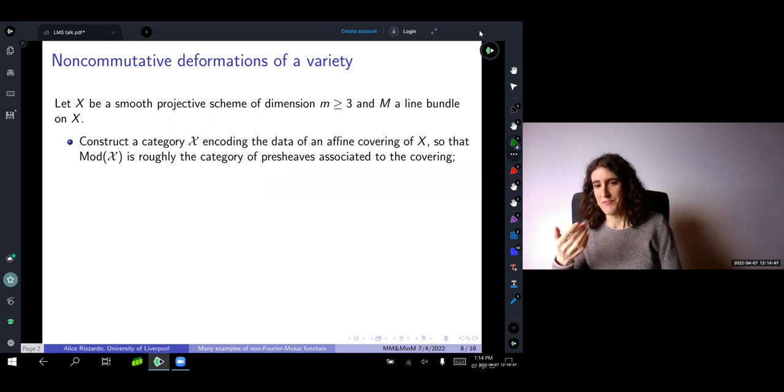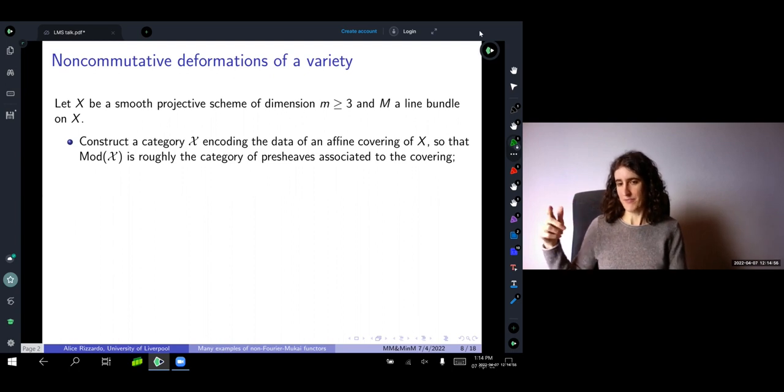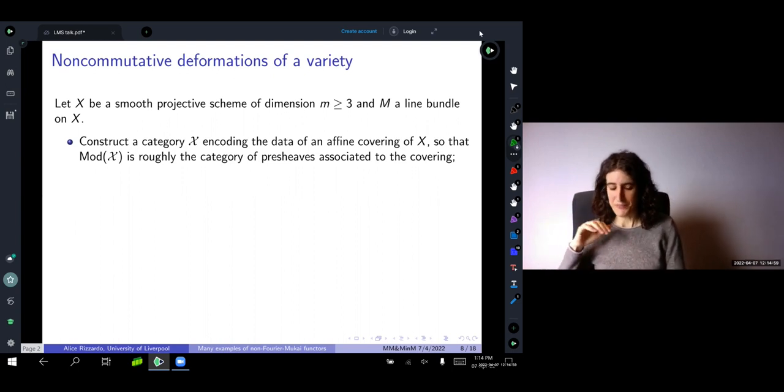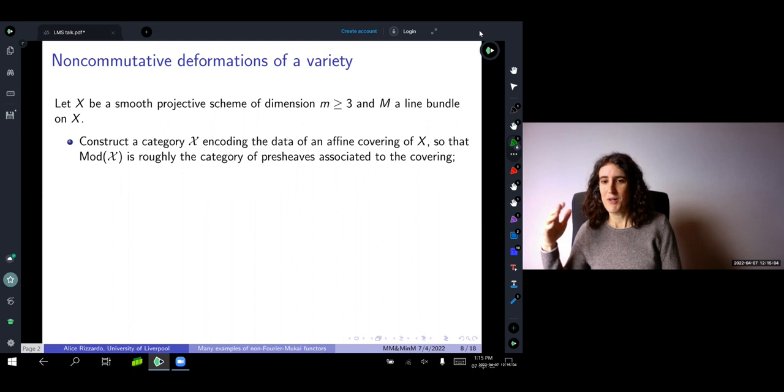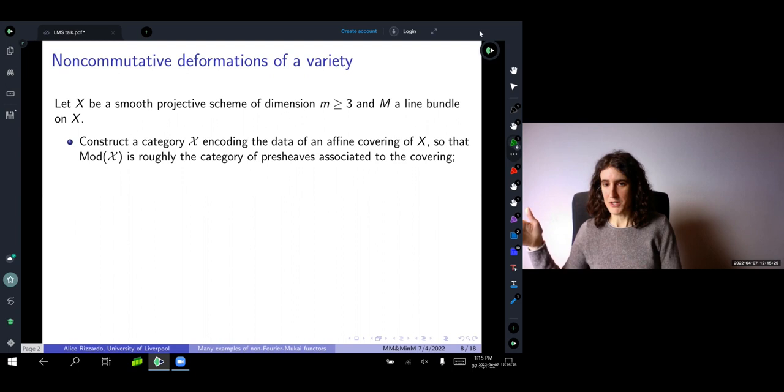So you just take an affine covering of your variety, and for each affine open set, you remember OX of that open set. And if you think about it, if you take the modules over that category, because we remember what OX of U is for each U in the open covering, this is roughly the same thing as remembering what sheaves associated to the affine covering of X are like.